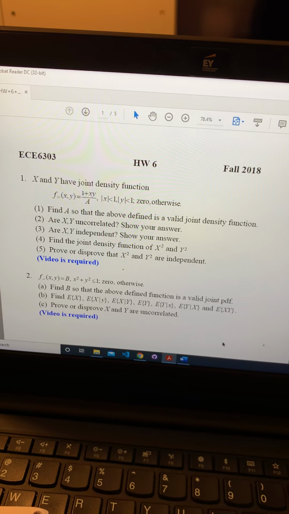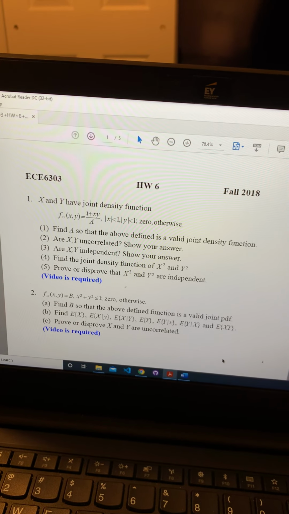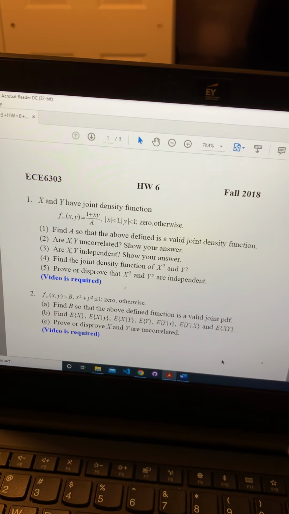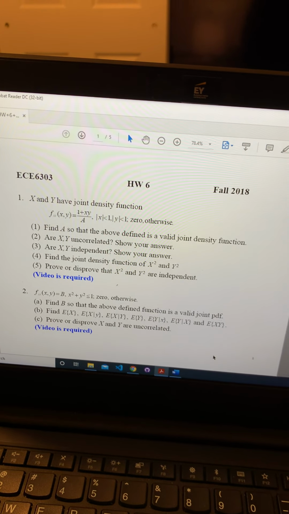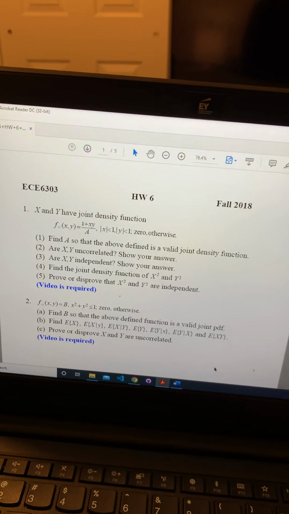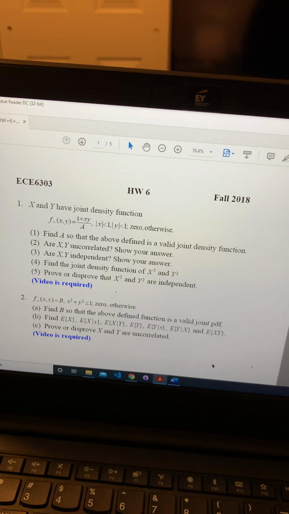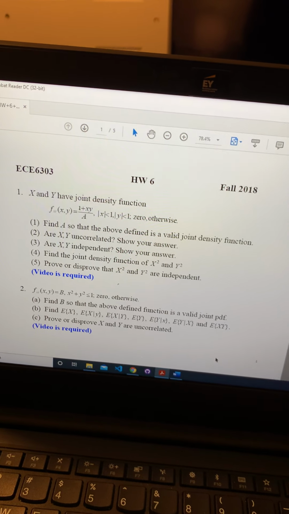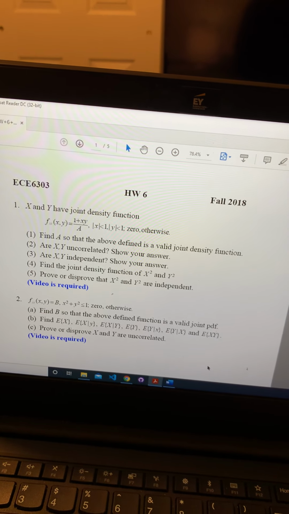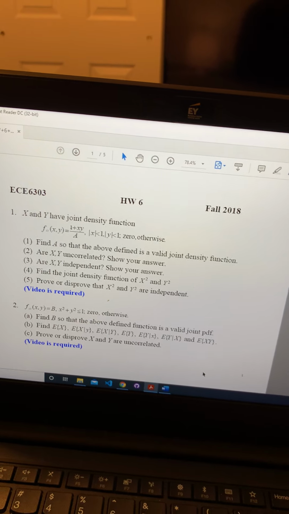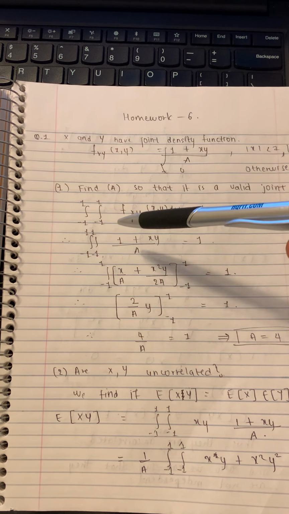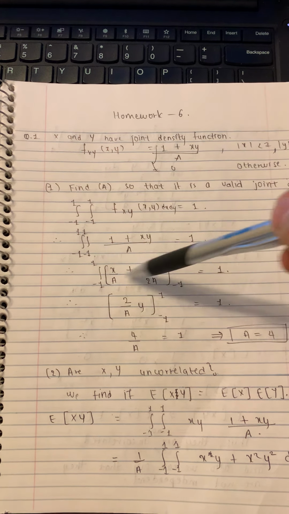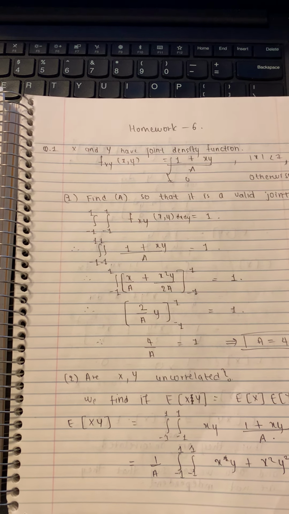So we have x and y with joint density function f of x and y given by (1 plus xy) by a in the range mod of x is less than 1 and mod of y is less than 1, and it is 0 otherwise. In the first part of this question, we find a so that the above function is a valid joint density function. We know that for the function to be a valid joint density function, the integral of the function with respect to x and y equals 1.